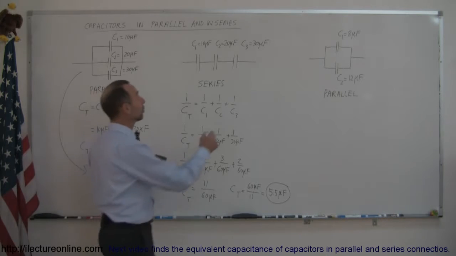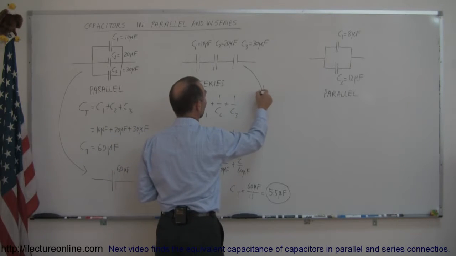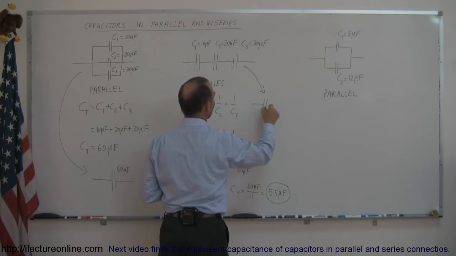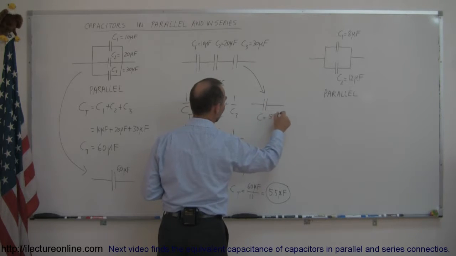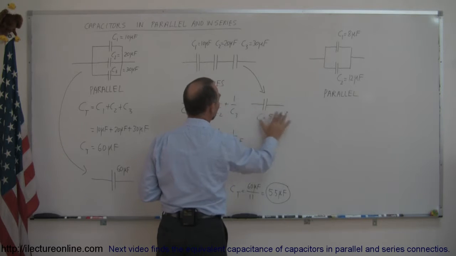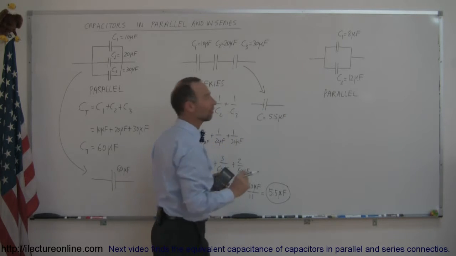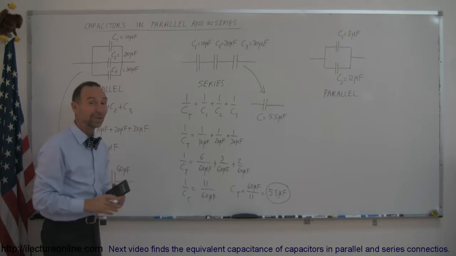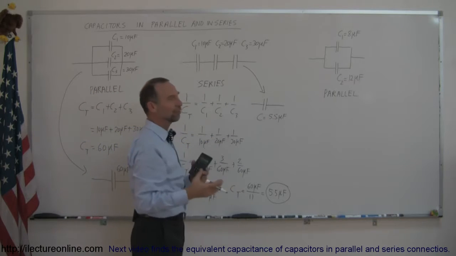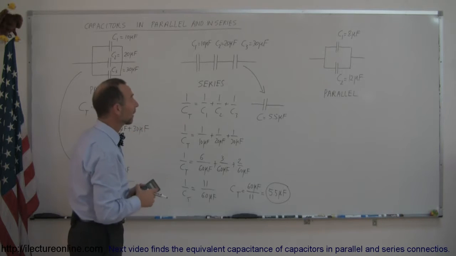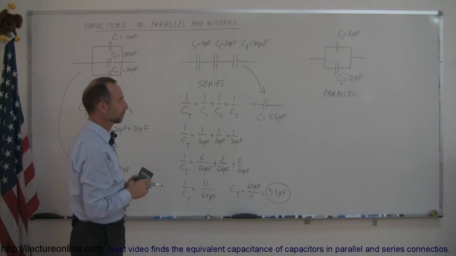And what that means is you can then take this circuit and simply replace it by a circuit with a single capacitor where the capacitance is equal to 5.5 microfarads, and this would have a very similar effect to the circuit as those three. You say, well, why would anyone ever bother making a circuit like this when you can make one like that? Well, there's different reasons why you use multiple capacitors, and we'll get into that later.